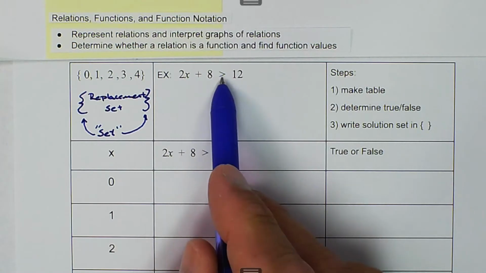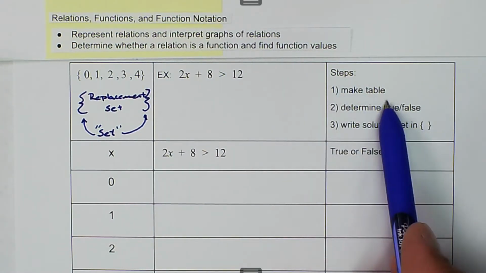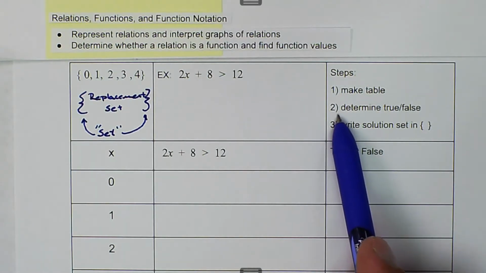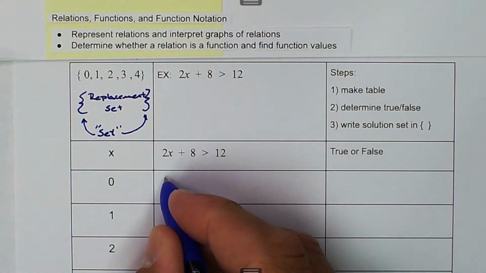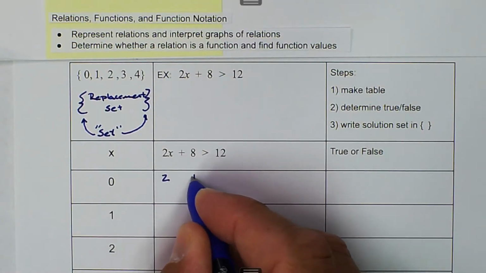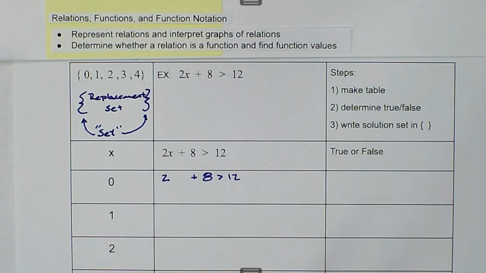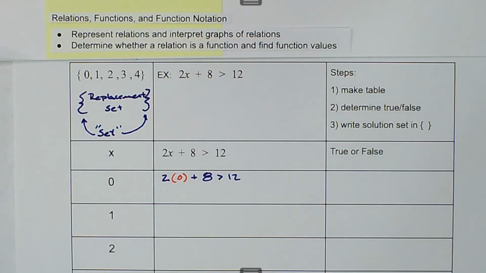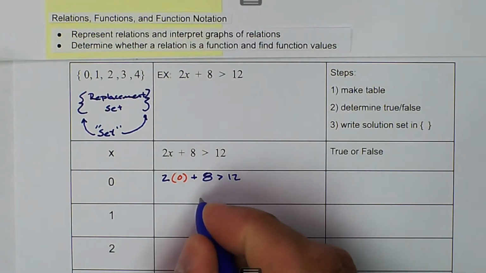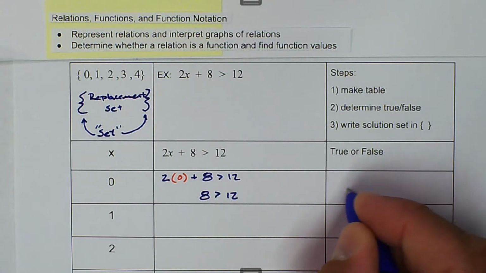Here is the inequality. So first steps, make a table, and then determine if it is indeed true or false. So we have 2x plus 8 is greater than 12. So in this case, we're going to substitute in the 0, and 2 times 0 is 0, plus 8. Is 8 greater than 12? That is false.